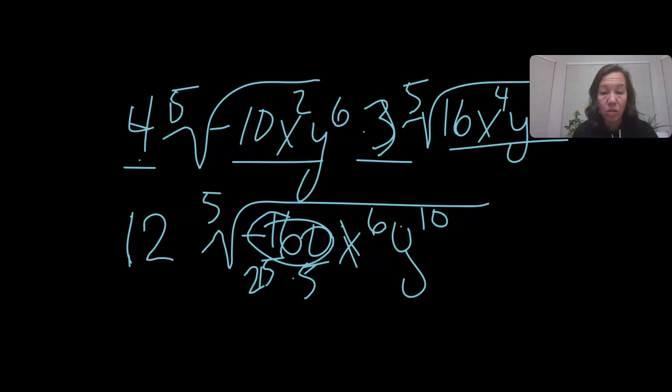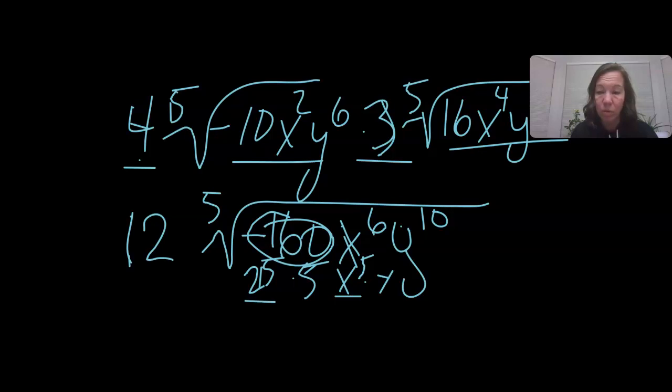And so the 2 to the 5th would come out, the 2 would come out, and the 5 would stay in. X to the 6th divided by 5, 5 goes into 6 once. So x to the 5th times x to the 1st is what this would be. So this will come out, and this will come out.